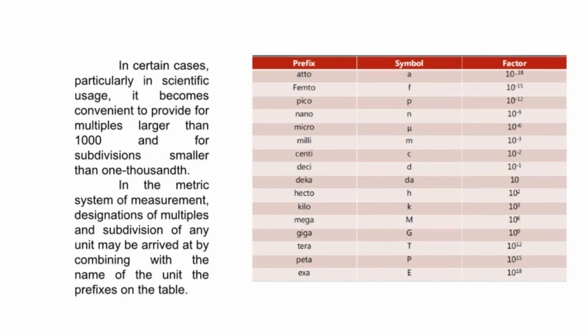In certain cases, particularly in scientific usage, it becomes convenient to provide for multiples larger than 1000 and for subdivisions smaller than 1000. In the metric system of measurement, designations of multiples and subdivisions of any unit may be arrived at by combining with the name of the unit the prefixes on the table.